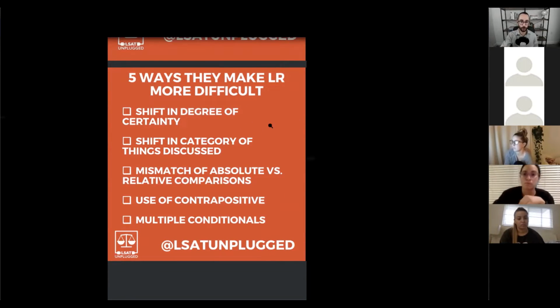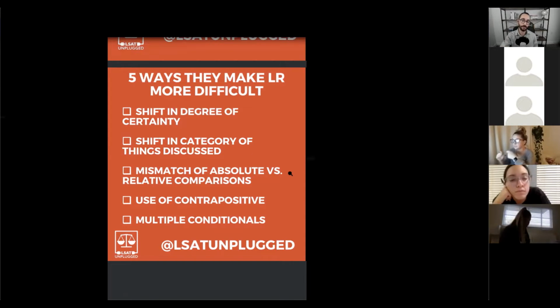Then these are 5 tricks, ways they ramp up the difficulty level of logical reasoning questions. They may shift the degree of certainty. So saying sometimes in the evidence and then the majority of the time in the conclusion, or saying some people in the evidence and most people in the conclusion, talking about the category of things they're discussing.